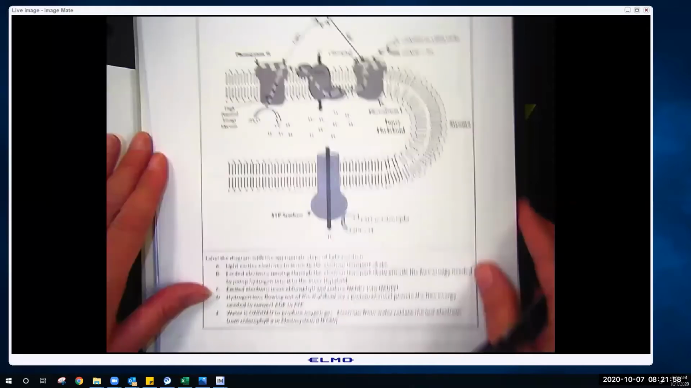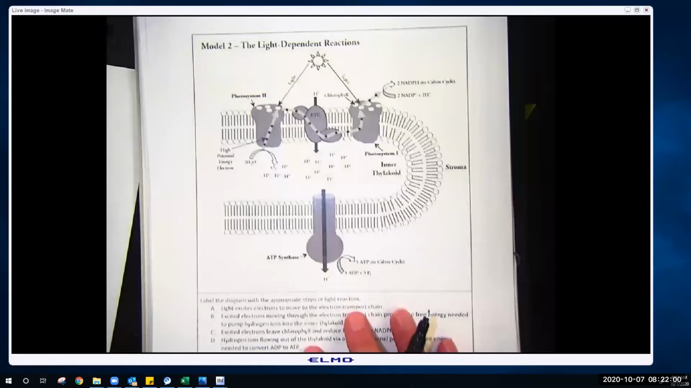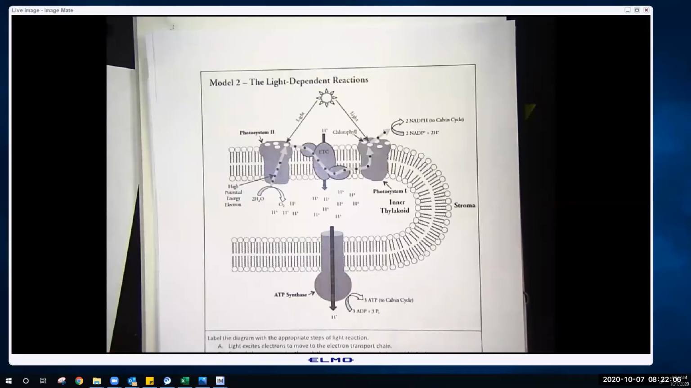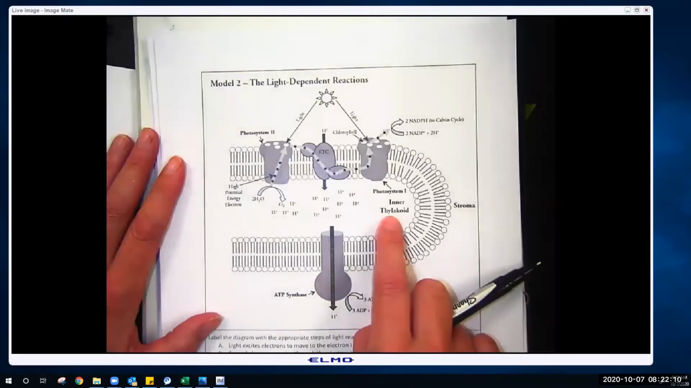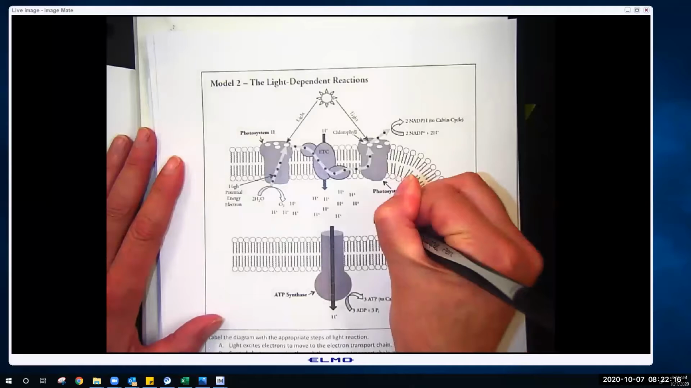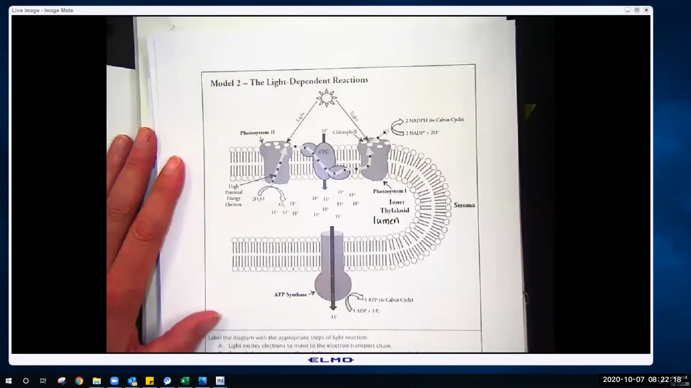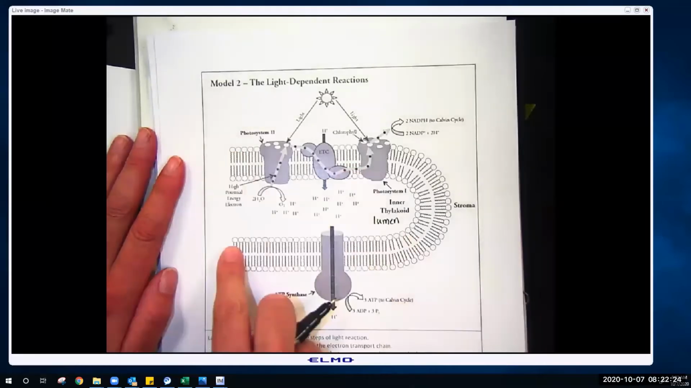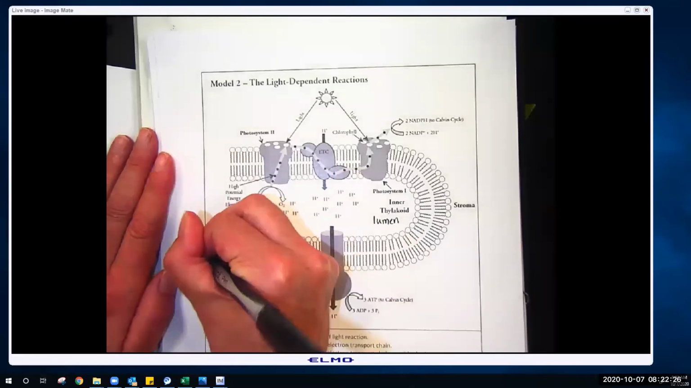So let's first just look at this model and understand what we're looking at. Notice here that this says inner thylakoid. Sometimes we also call that the lumen, the inside space of that poker chip. And if this is the inner thylakoid, this right here is the thylakoid membrane.